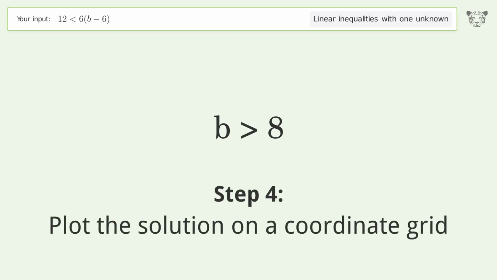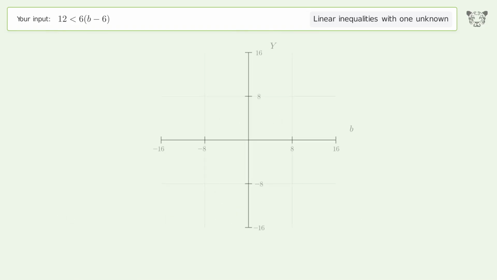Plot the solution on a coordinate grid. And so the final result is b greater than 8.